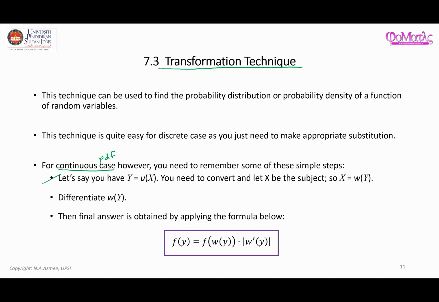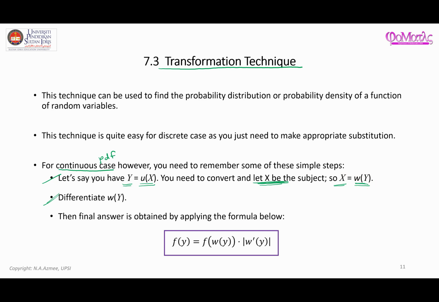The first step here is, let's say you have a new random variable y that depends on a function here. We call it u, and this function has x in it. Now you need to convert and let x be the subject. So you should be able to express x as something related to y, and here we call the function of y as w. So w is a function that contains y in it, and you're going to differentiate w(y). Okay, so that's what you're going to do.